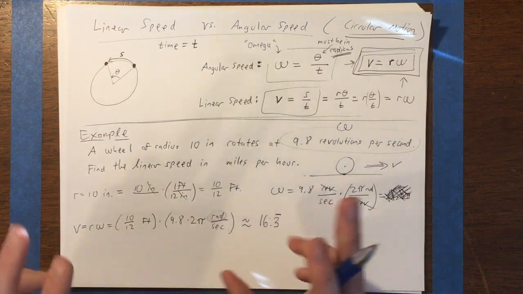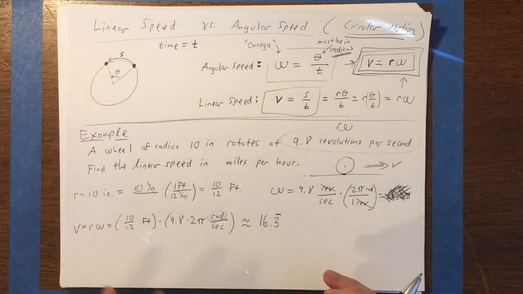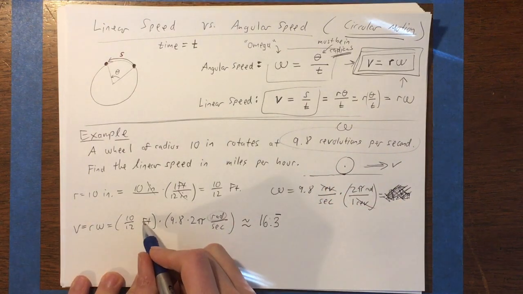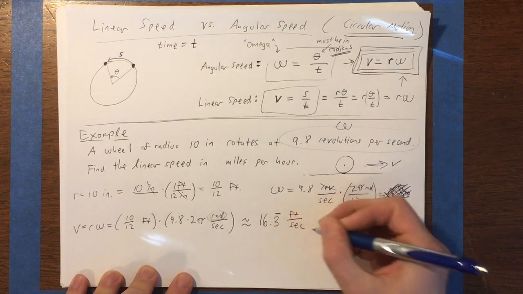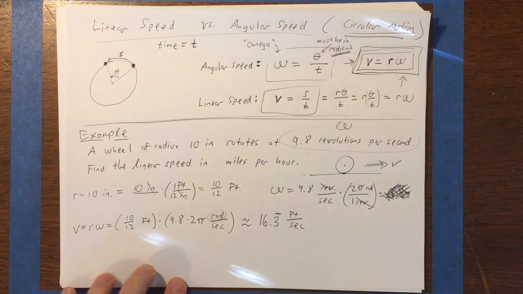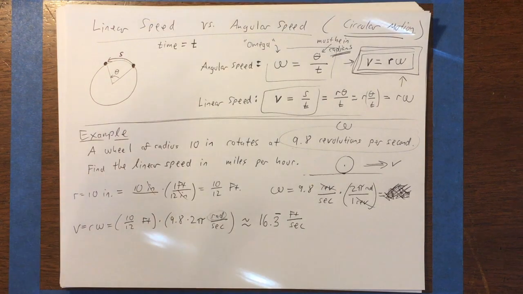Those are technically not a real unit, right? They don't really count as being there. The only units we're going to have is feet in the numerator, seconds in the denominator. So we've converted this to feet per second. And there we go. We've calculated the speed of the car, but that's in feet per second, all right?